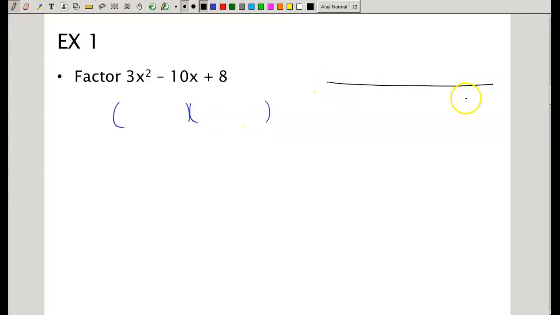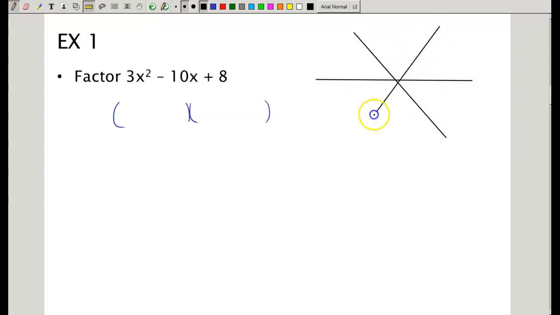So with the snowflake method, we're going to simply make that graphic with a horizontal line and then kind of a cross. And remember, this is just setting up our terms. Right here, we're going to put the a value on the left and right hand side. So the a value here is no longer just 1, it's 3. So we're going to put a 3 here and a 3 here.